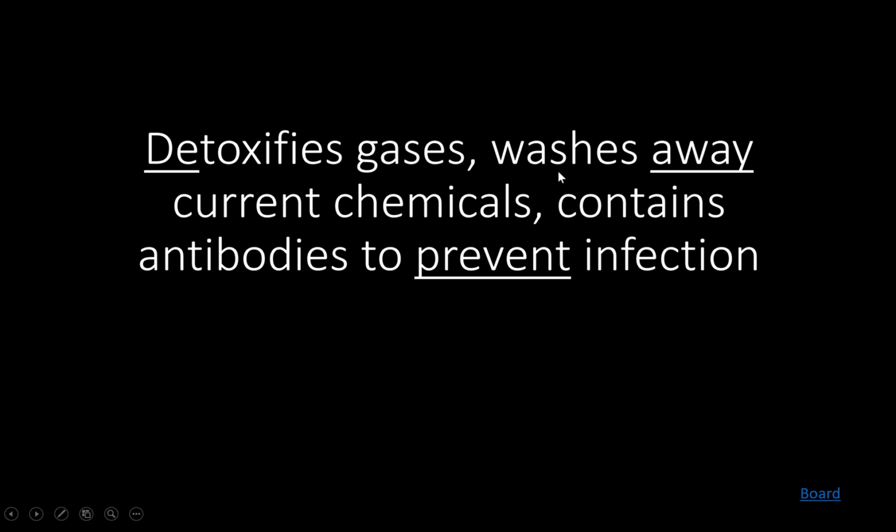If I said it washes current chemicals or keeps current chemicals there so you can smell new things, you would say no, it washes away those chemicals. It doesn't keep them there. If I were to say it contains antibodies to create infection, you would say no, it prevents infection, right? Another thing he likes to do is change out antibodies for antibiotics, but the things I've underlined, really pay attention to, okay? Don't let these questions trick you on those tiny little things.